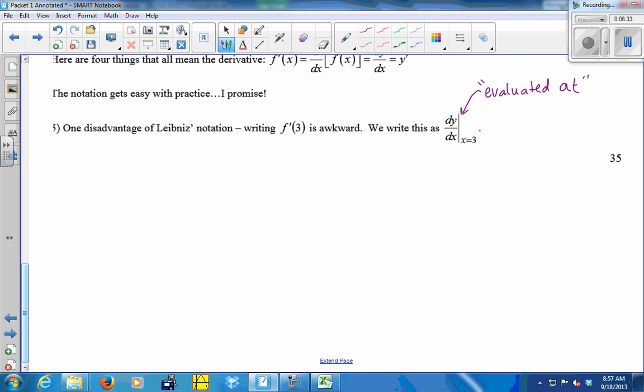So the derivative evaluated at x equals 3. Oh, I get it. Sorry, I see what I meant now. It's a disadvantage of Leibniz notation that this is awkward, right? F prime of 3 is nicer.